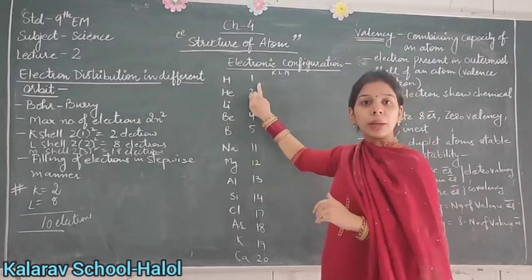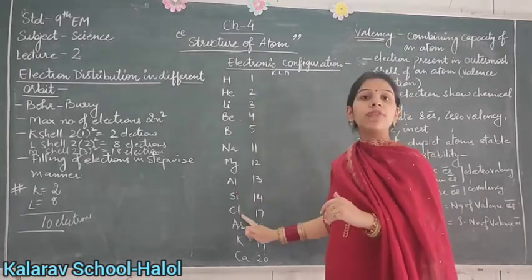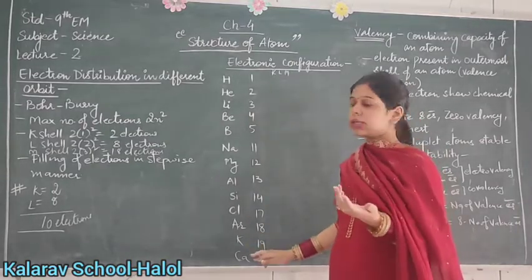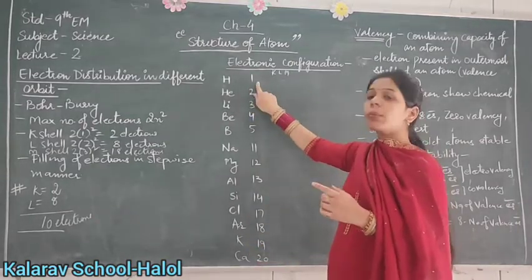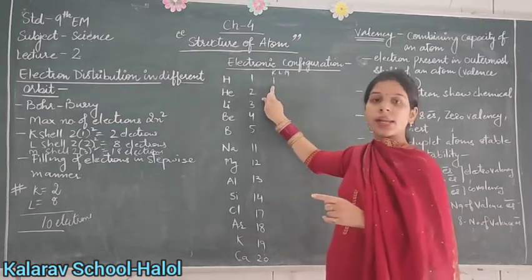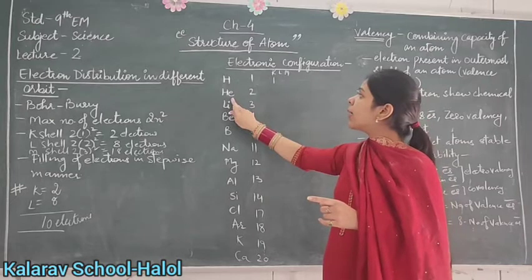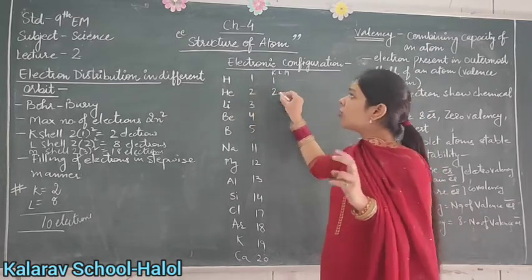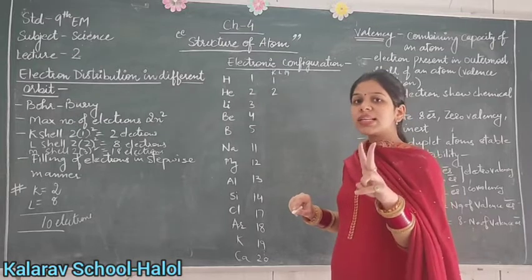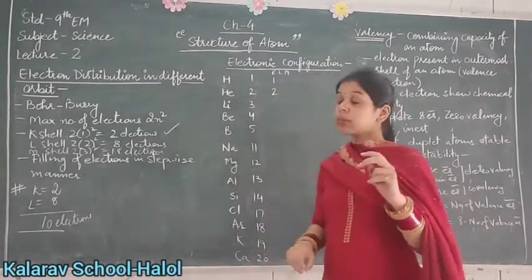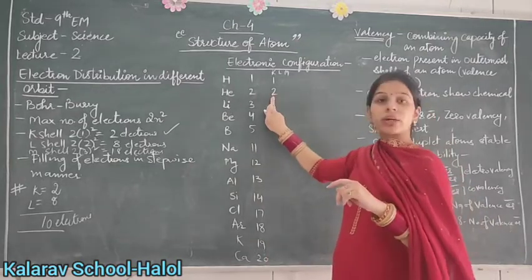So this is the atomic number and these are the symbols of those elements. Here hydrogen has atomic number 1, which means it has 1 electron in the K shell. Here helium has atomic number 2. The K shell has a maximum of 2 electrons, which means it can take 2 electrons maximum. You can see here, it is 2 electrons.